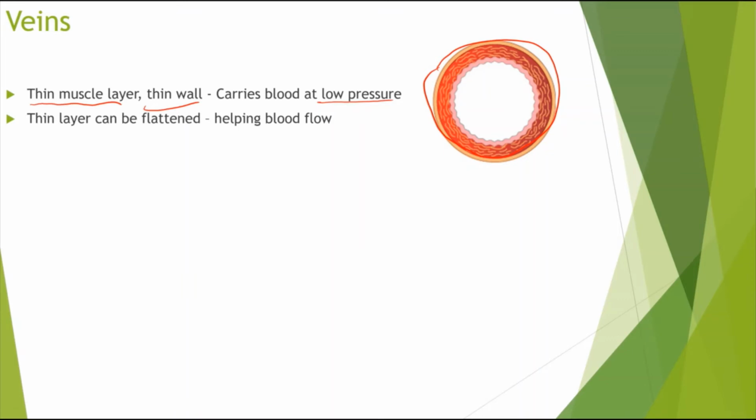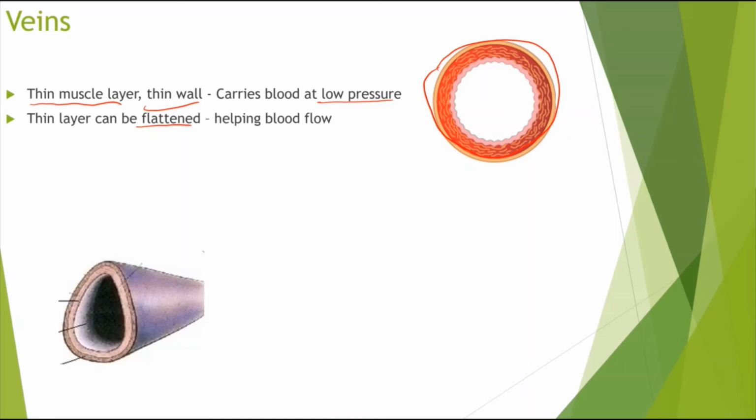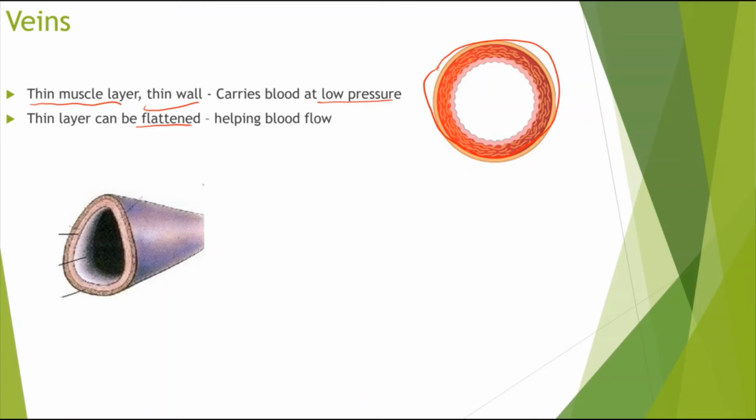And because of that thin layer and thin wall, the veins can be flattened, so this could help blood flow. For example, they don't always have that circular shape, so they could form this shape as you can see in the diagram. So this can be again very useful for blood flow, and they contain valves to prevent backflow.